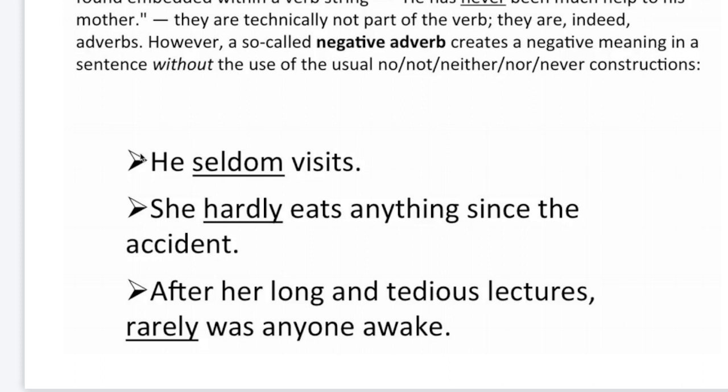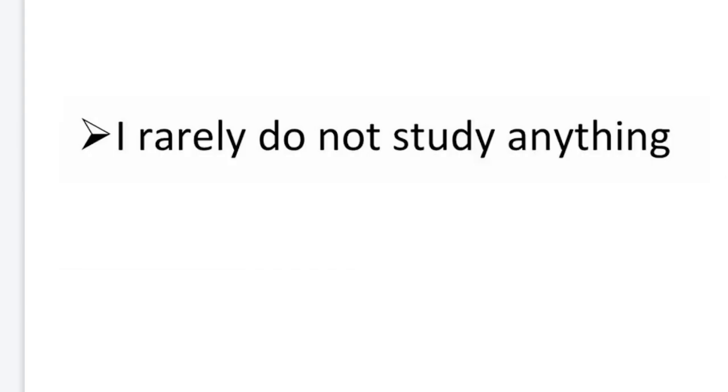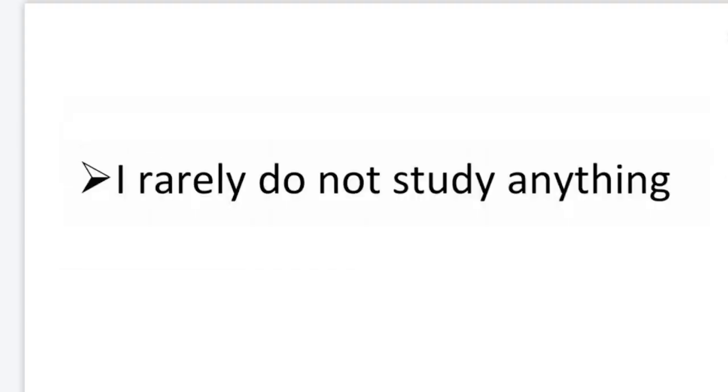Similarly, after her long and tedious lectures, rarely was anyone awake. Rarely was anyone awake. Here, rarely again means rarely, barely, scarcely, hardly, etc. Hardly was anyone awake. You can also say barely was anyone awake, which means very few were awake. Is this sentence correct? I rarely do not study anything. Basically, you want to show that you do not study anything. Very, very rarely do you study anything. So rarely is already negative. You don't need to use do not. So the sentence will be I rarely study anything. Don't put do not because this sentence is already negative.